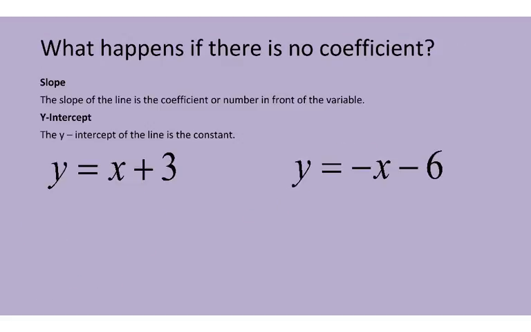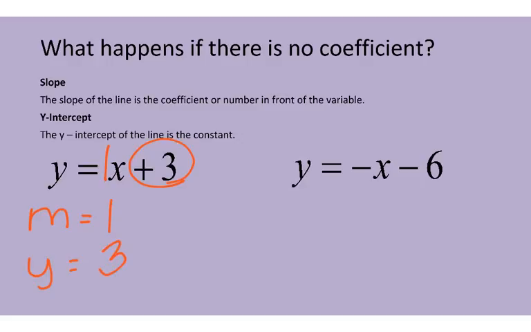So in the previous two examples, the slope was a fraction, which tells us rise over run. What happens when there's no coefficient in front of the variable? Well, we always assume that in front of the variable, if there's nothing, it's a 1. Okay? So the slope of y equals x plus 3, the slope is 1. And what that means is 1 over 1, or rise is 1, run is 1. And then the y-intercept for this equation is +3.